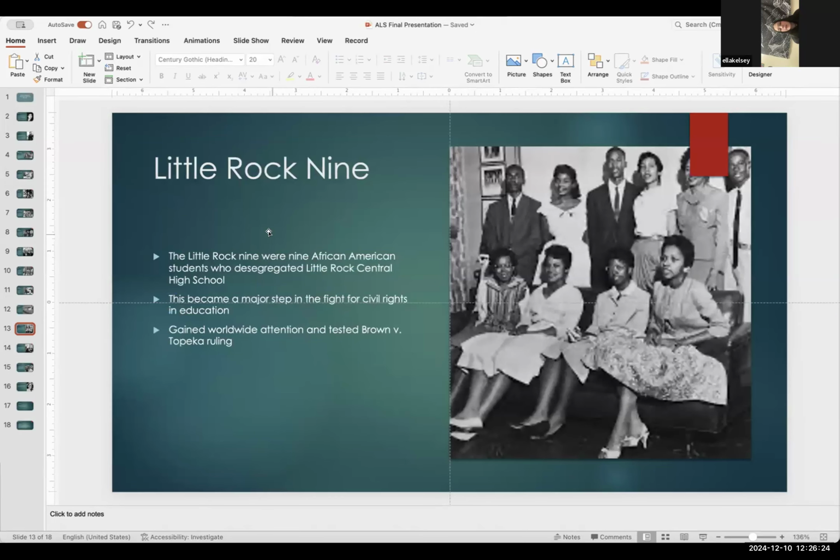The Little Rock 9. These were 9 African American students who desegregated Little Rock Central High School. This situation became a major step in the fight for civil rights in education, and it gained worldwide attention and tested the Brown versus Topeka ruling.